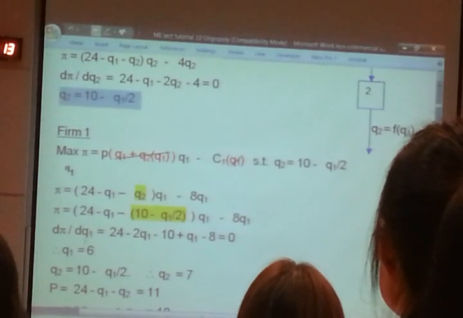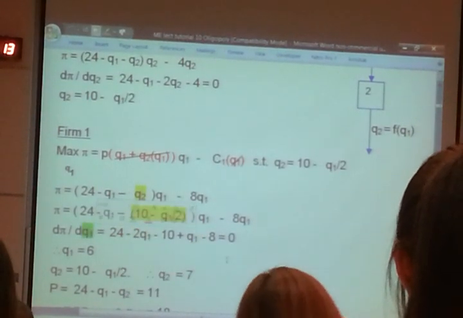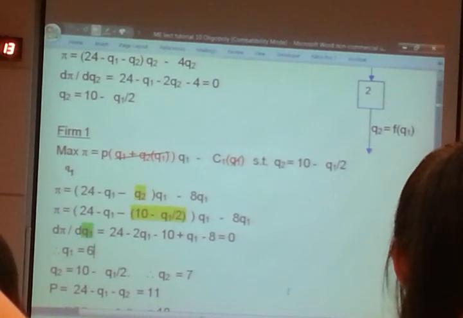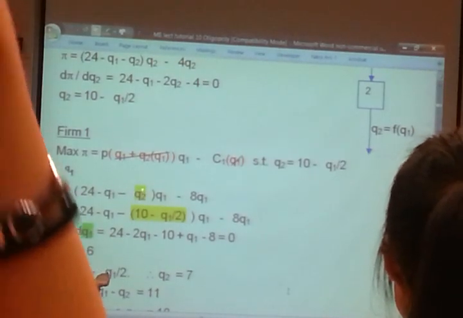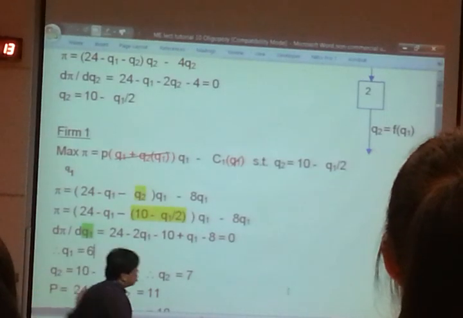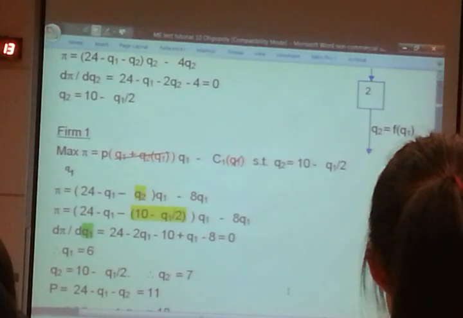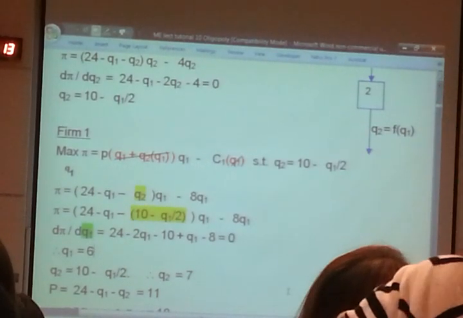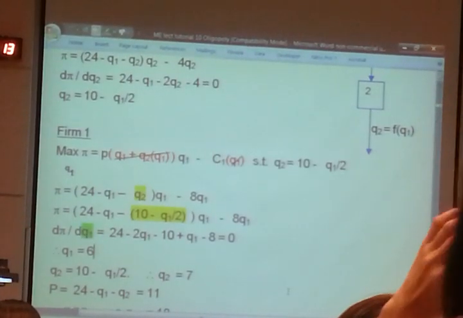So what quantity? Now, you define only Q1. I think you have to be careful. You differentiate this with respect to Q1. Do I need to differentiate this? Is Q2 a function of Q1? If Q2 is a function of Q1, I need to differentiate this. Right? Is Q2 a function of Q1? Yes, of course.